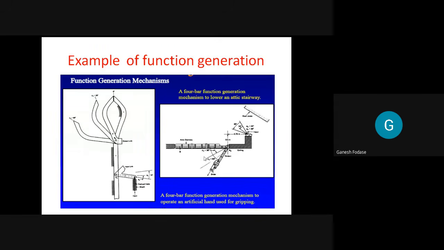Another example is here, a 4-bar function generation mechanism to lower an attic stairway. You can see different positions are discussed here, but of course the output motion is a function of the input. So all these are examples of a function generation problem.